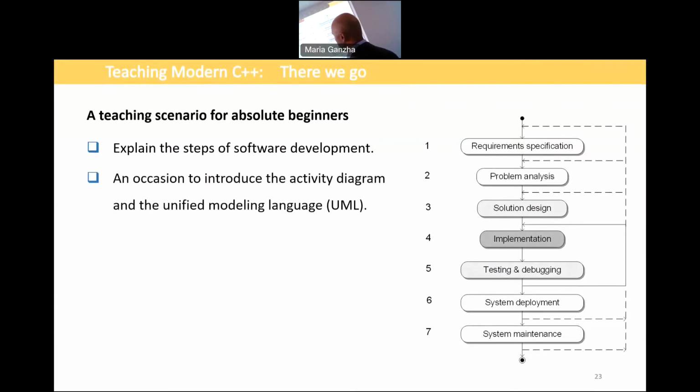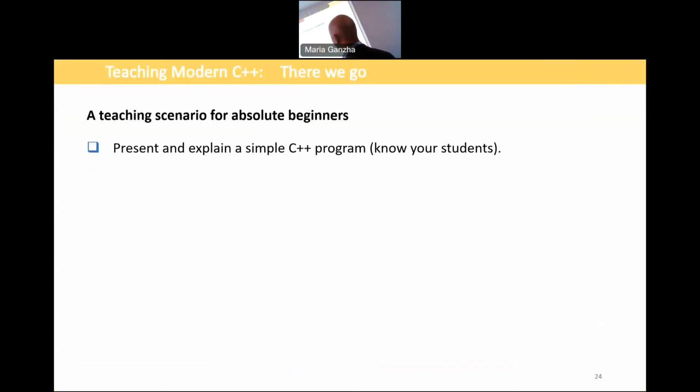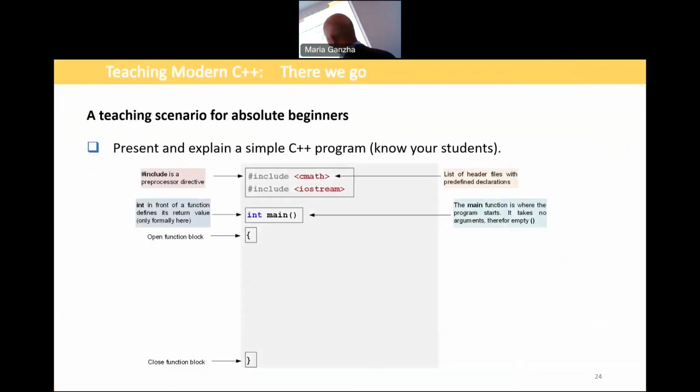And for this, from the very beginning, we can convey more knowledge like UML, Unified Modeling Language, to show how to express algorithms. So, for example, starting from such an activity diagram before they start writing their own software. And now some boilerplate, we can say, main. So this is our first 20% of what we teach absolute beginners.